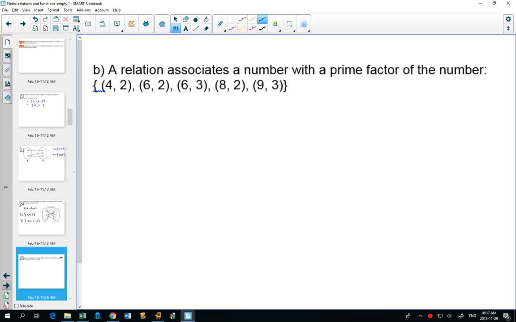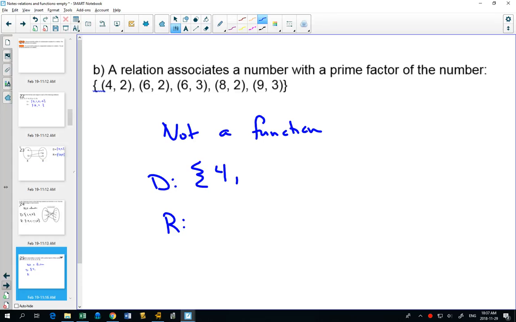Is this a function? No, not a function. Which number is bad? 6. The 6. But we can still say what the domain and the range are. The domain is 4, 6, 8, and 9. And our range is 2 and 3.